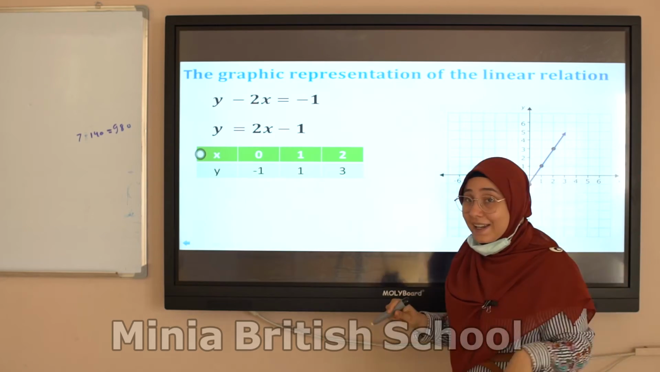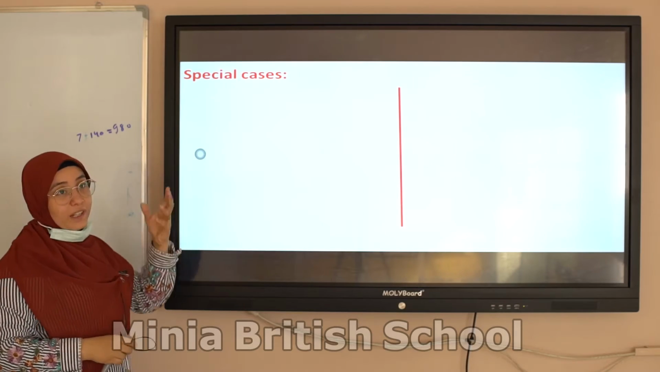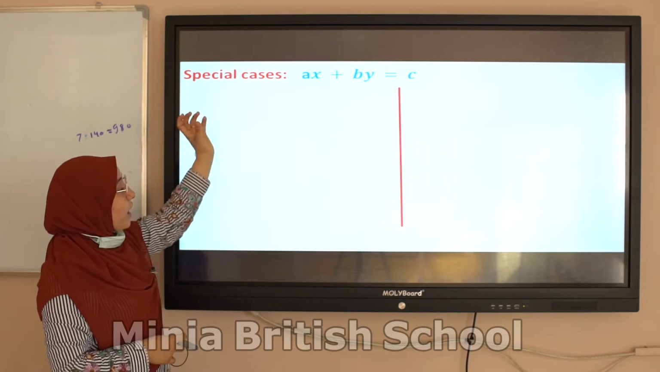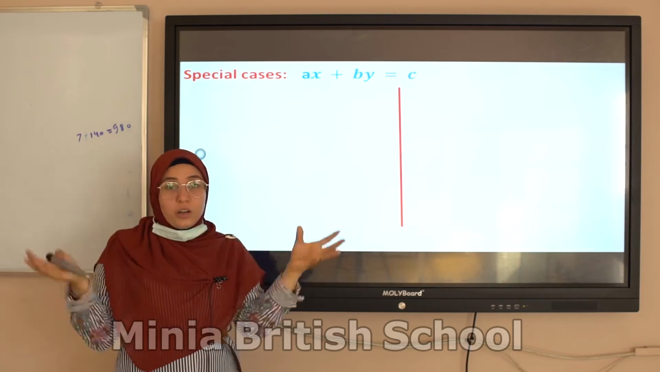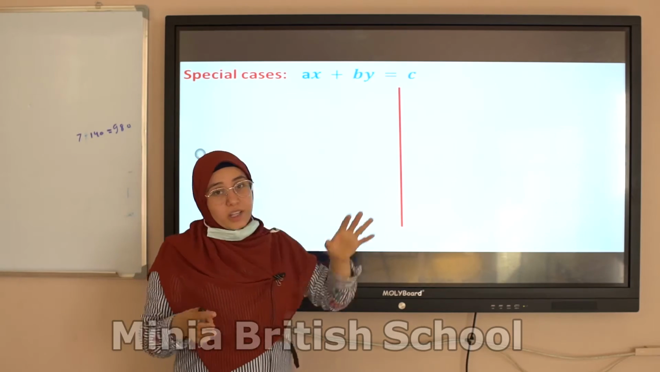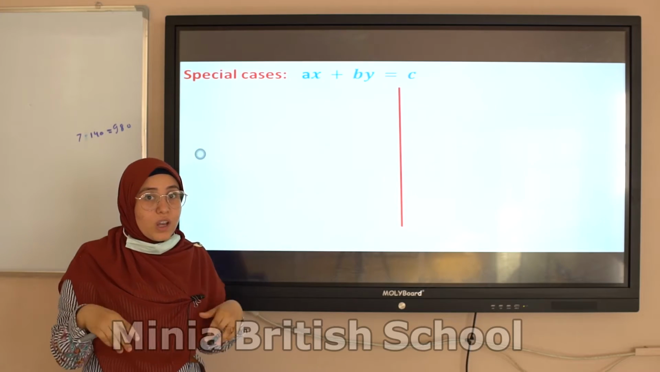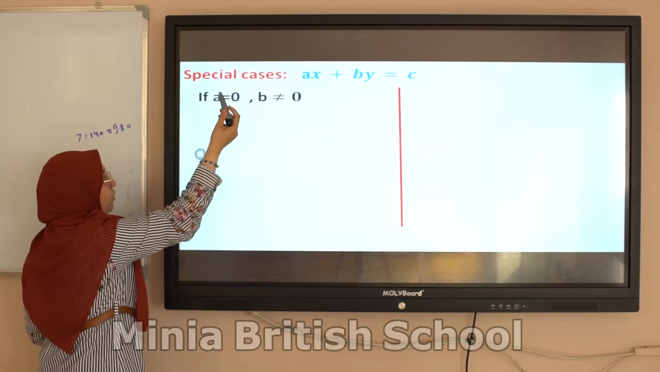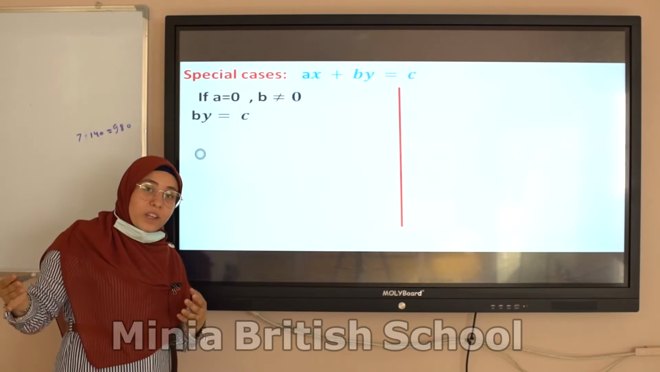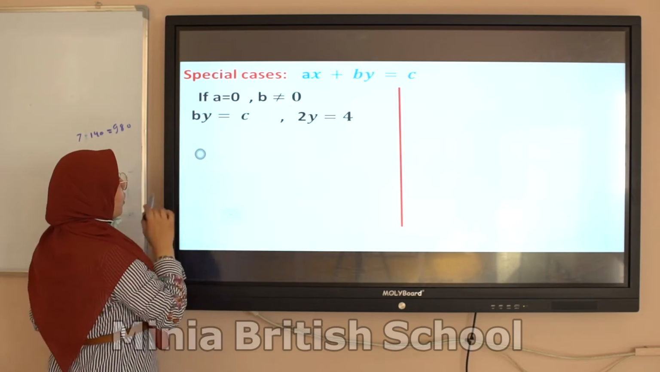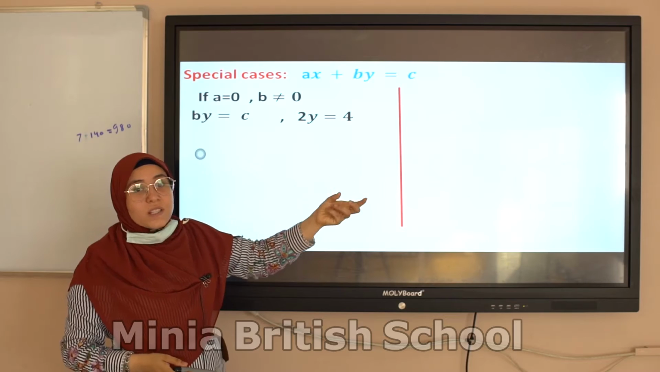Now, I have special cases of it. The first special case, okay? Here, if the linear relation in the general form is ax plus by equals c, let a equals 0 and b not equal to 0. We get by equals c. Now, for example, 2y equals 4. So y equals what? Equals 2. Good.